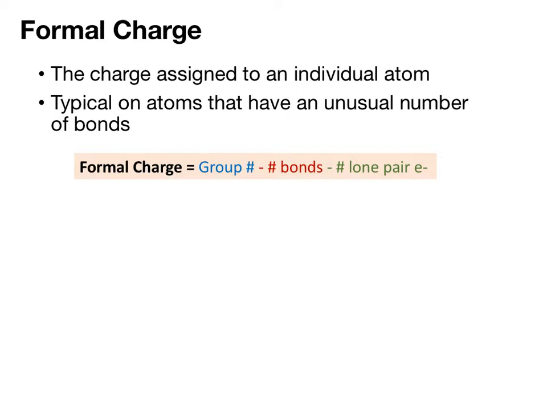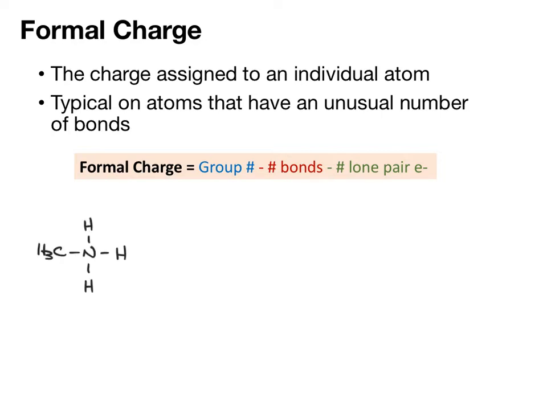And it's typical on atoms that have an unusual number of bonds. So we spent some time looking at the ideal number of bonds for various atoms. When atoms don't have that ideal number of bonds, it's likely that the atom has a formal charge. The calculation we're going to use for formal charge is this. We'll take the group number, or the valence number, from the periodic table, subtract the number of bonds, subtract the number of lone pair electrons. So let's look at a couple of examples.